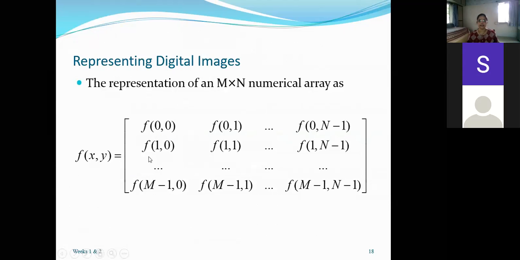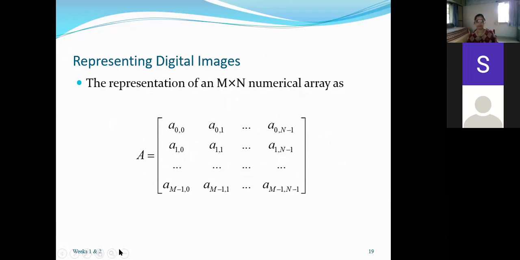So this is representation of digital image. You can represent an image f(x,y) as a two-dimensional array with size m by n, and f(0,0) represents the pixel at location 0,0, then 0,1 up to n minus 1. There are n columns and m rows, and hence the size of the array is m by n.